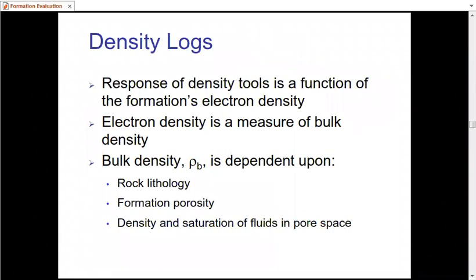So the response of density tools is a function of the formation electron density. The electron density is a measure of bulk density. Bulk density is dependent upon the rock lithology, the formation porosity, and also the density and saturation of fluid in the pore space.